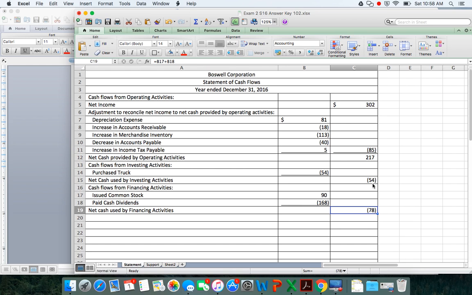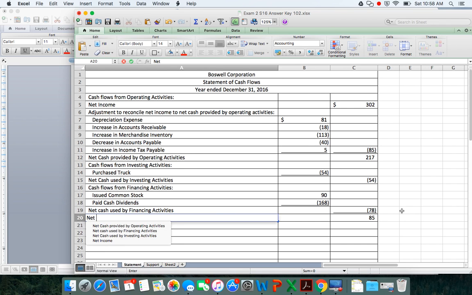All right. So then I want to do one more total here. My total in this cell right here will be the total of each of these three activities. So the operating activity number of 217, subtract out this negative 54 from investing, and then subtract out this negative 78 from financing. And what I get here is a positive 85. This positive 85, because it's a positive, I'll say that this is a net increase in cash.